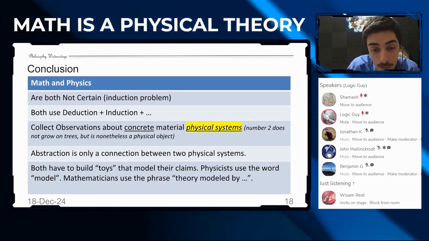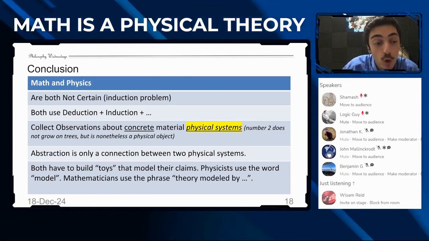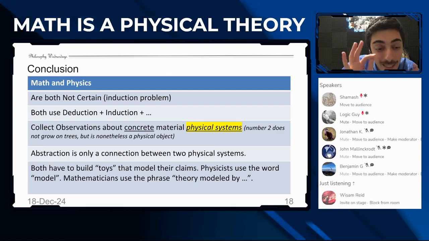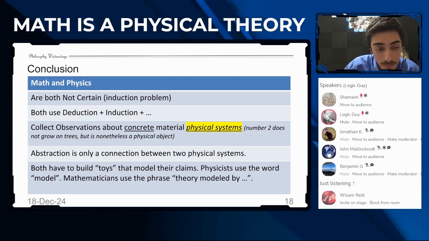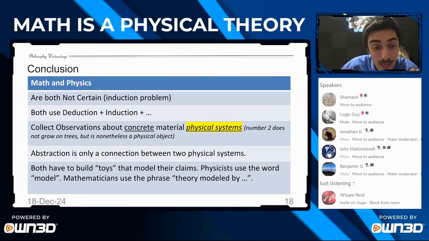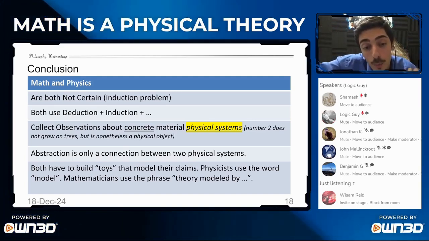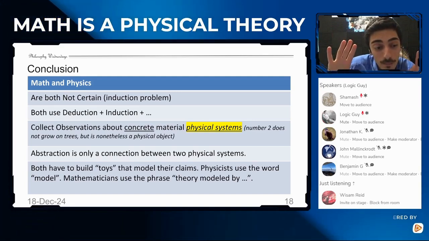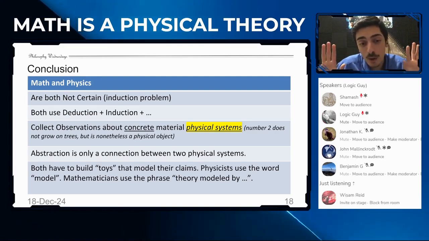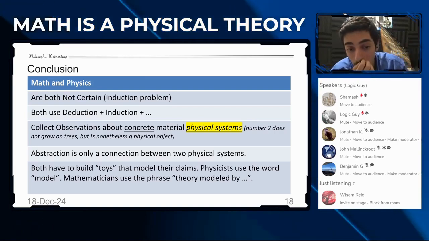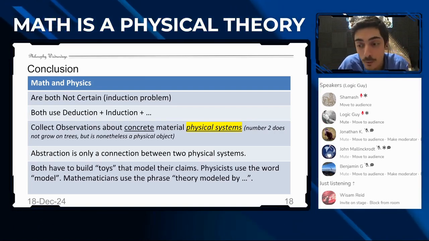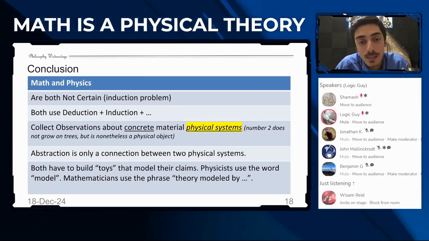Both use deduction and induction and other forms of abductive reasoning. Both collect observations about concrete, material, physical systems. Both mathematics and physics. Of course, the number 2 does not grow on a tree. Of course, you will not run into pi walking on the street. But it is nonetheless a physical object, just like we saw with the twin prime conjecture. You are looking at the list and you are verifying whether what you have in mind is the case or not.